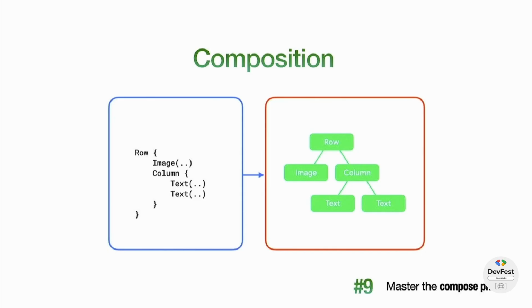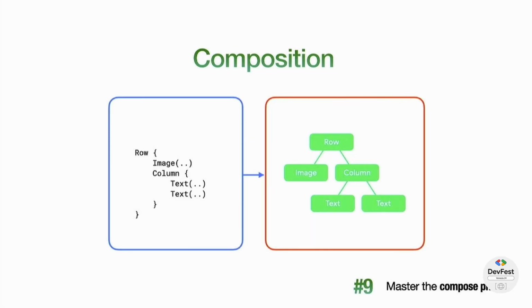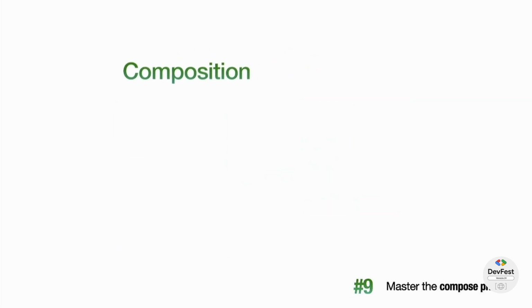So essentially, in the composition, I think I pressed the wrong button. Okay. In the composition phase, we will build that tree saying, okay, we have a root composable row, which has two children, and one of them has two other children. So that's the first one.